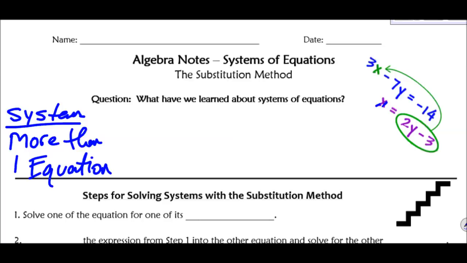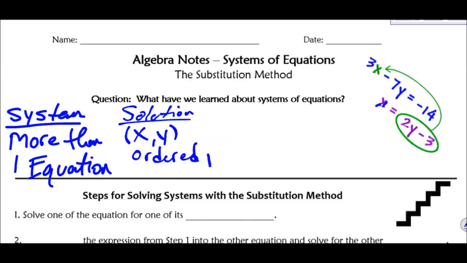And when we talk about a solution to a system of equations, we're talking about an x and a y that we can plug into both equations and make them true. It's a set of coordinates, an ordered pair, that makes both equations true. And we've figured out how to find that in two different ways.